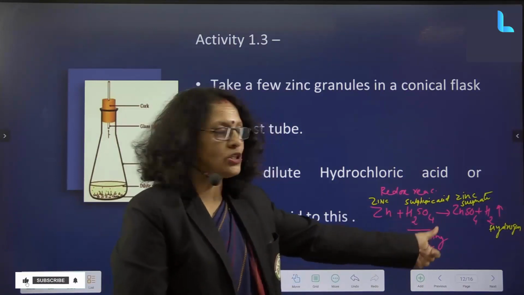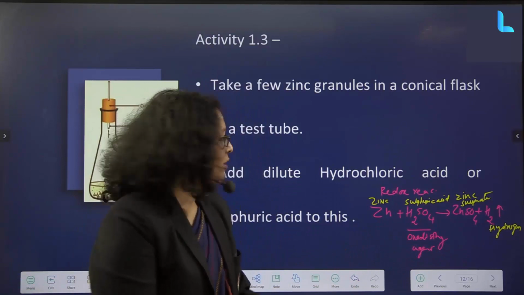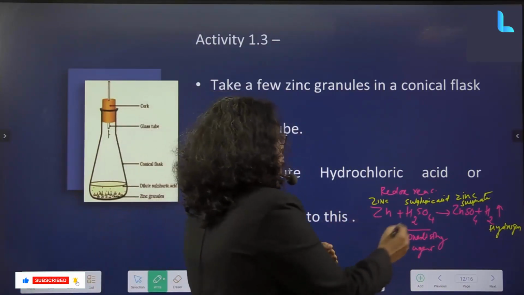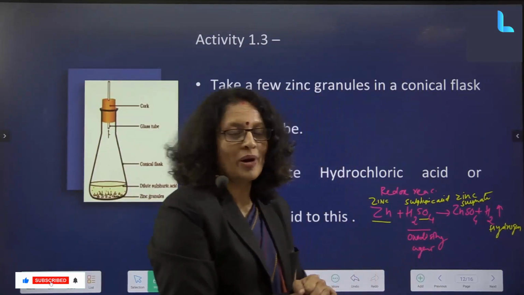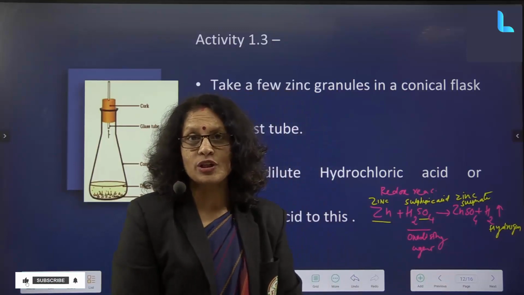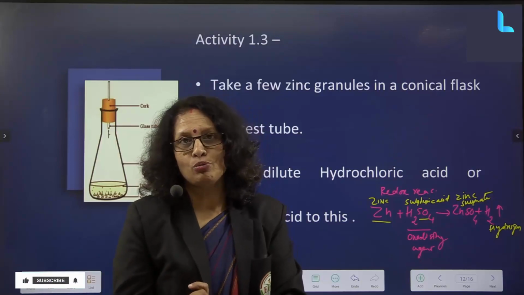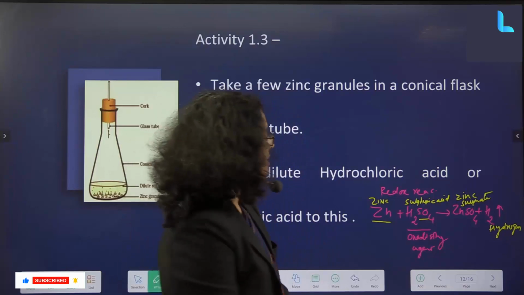So zinc reacts with sulfuric acid. Let us know the symbols also. Zinc symbol is Zn, plus sulfuric acid is H2SO4. When Zn combines with H2SO4, what will happen? The Zn part combines with the SO4 part, so ZnSO4. This is a very simple way of writing a reaction. Writing a reaction always means making and breaking of bonds. So ZnSO4 plus hydrogen gas is liberated.